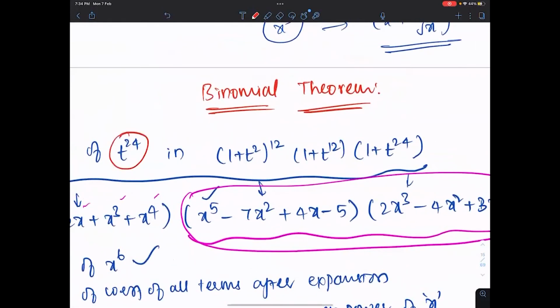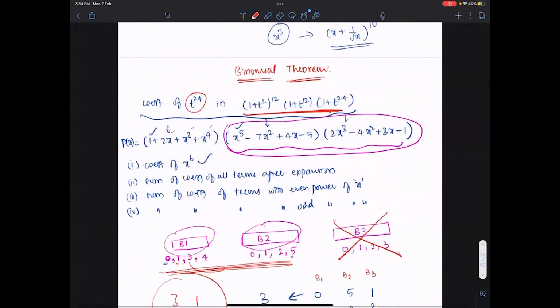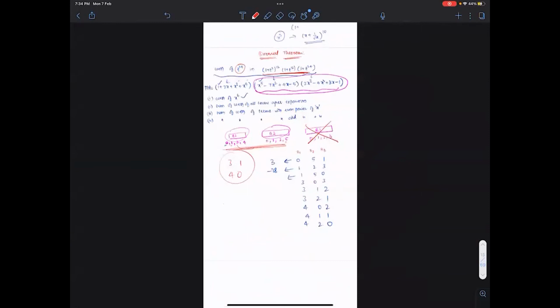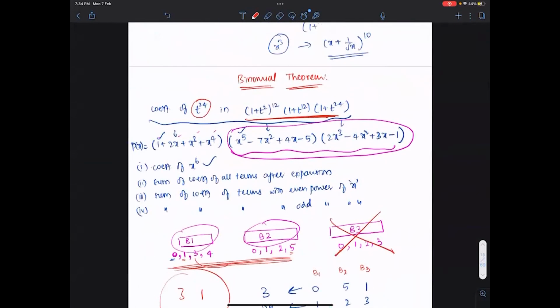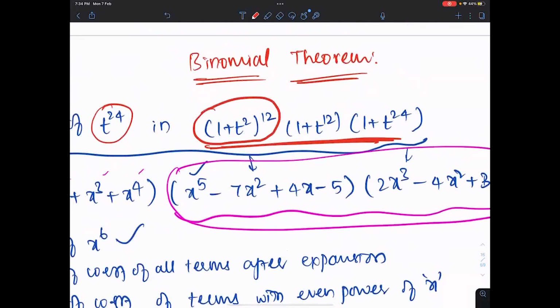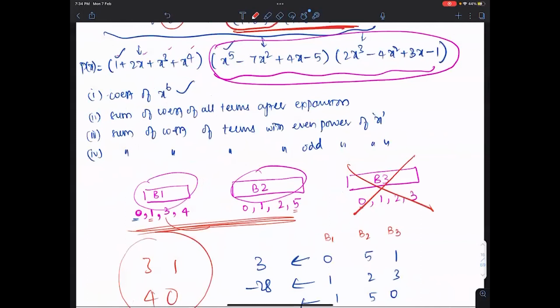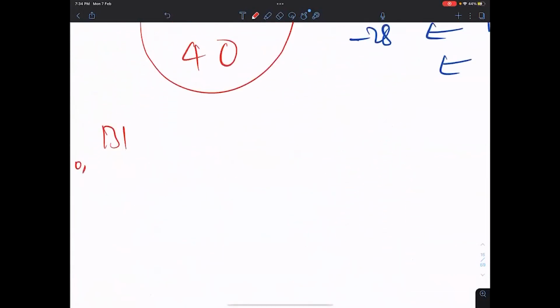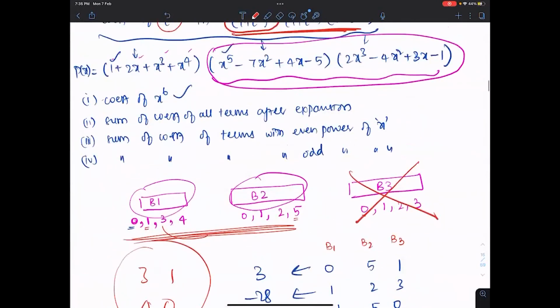Coefficient of t power 24 in this. Okay, so first basket, what are the powers of t which are there? In this expansion, you know that every power will be even. So what are the powers which are there? That is 0, 2, 4, and so on till what will be the highest power of t? 24. So 24 will be there.